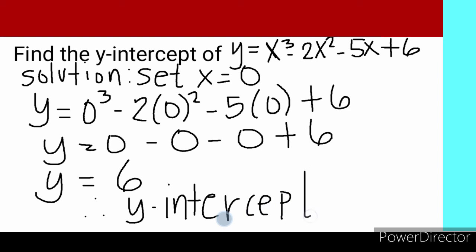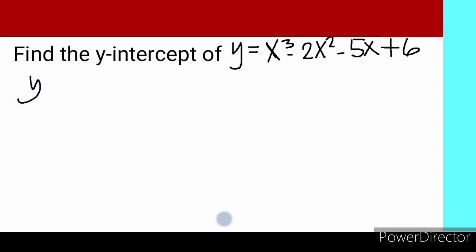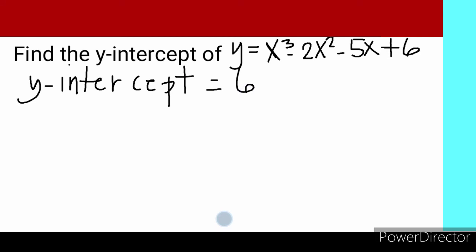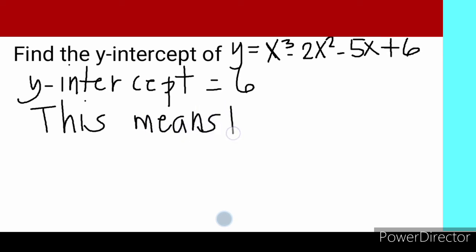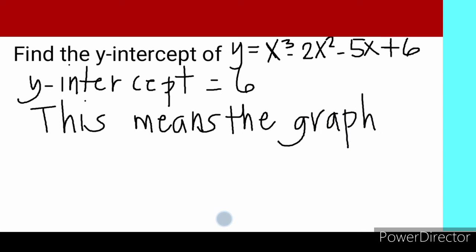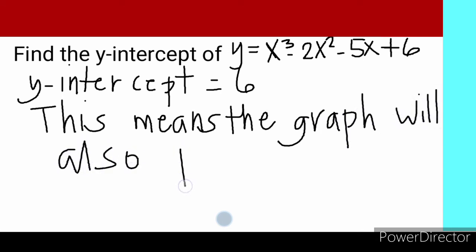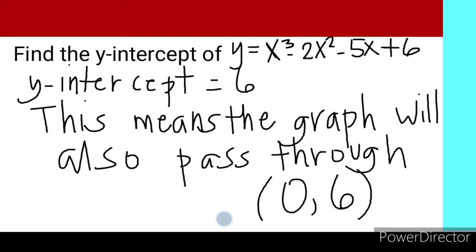Okay, or simply kung ano yung constant ng function, yun yung y-intercept. Okay, since the y-intercept of the given function y equals x cubed minus 2x squared minus 5x plus 6 is equal to 6, this means the graph will also pass through point (0, 6).